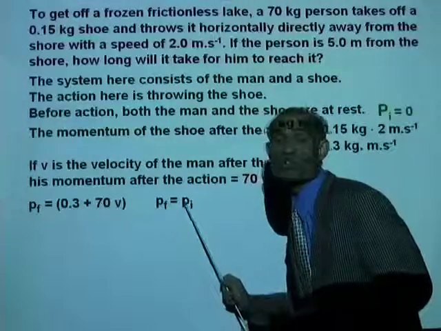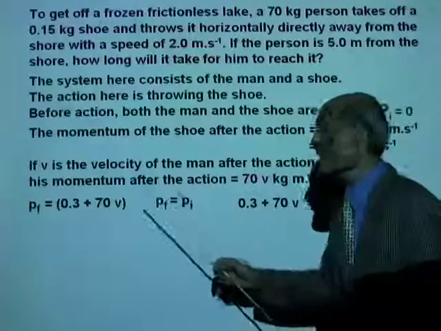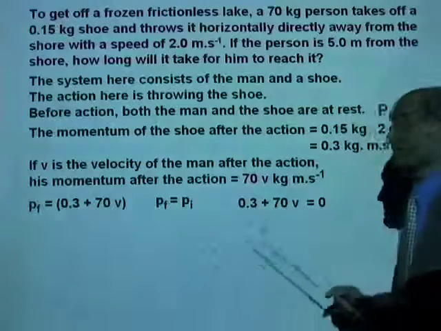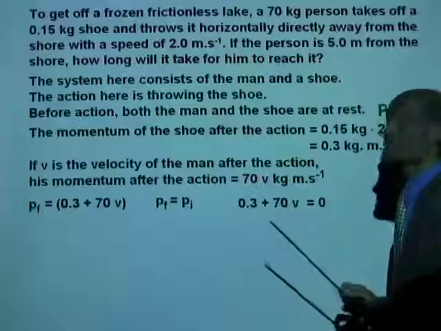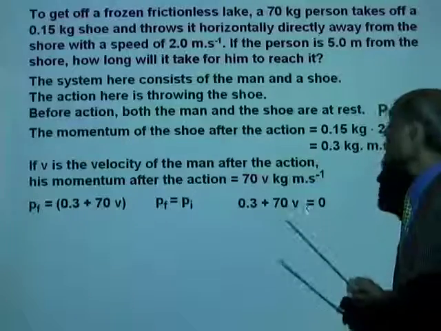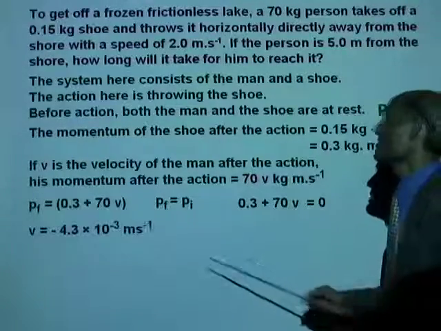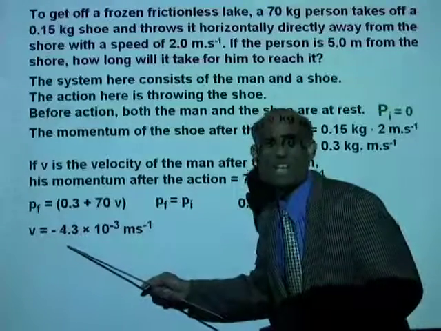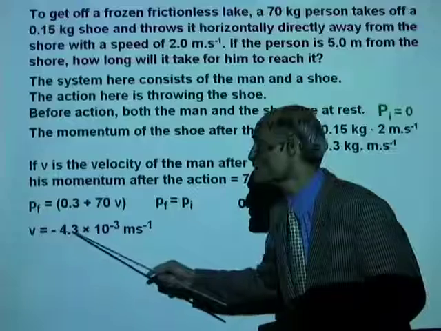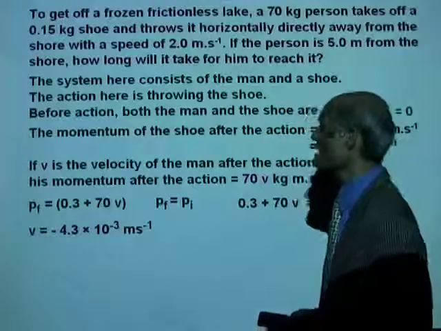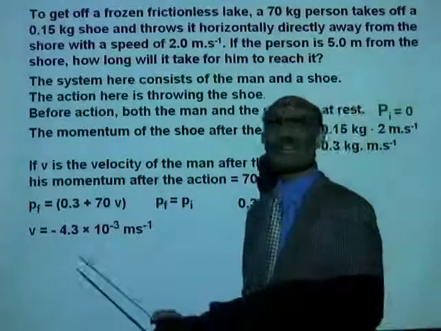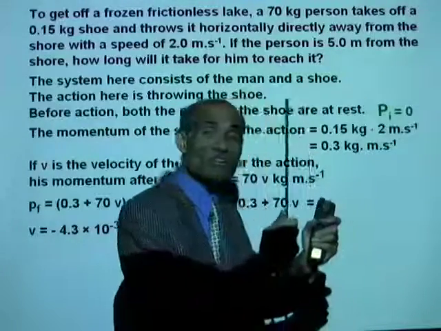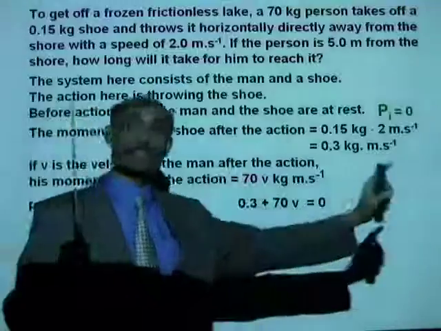Therefore, initial momentum must be equal to the final momentum. That means this quantity must be 0. We have 0.3 plus 70 V equal to 0, and what does that give you? We get the velocity of the man, a pathetically low value, negative 4.3 times 10 to the negative 3 meter per second. What does the negative sign tell you? That the velocity of the man is opposite to the velocity of the shoe.